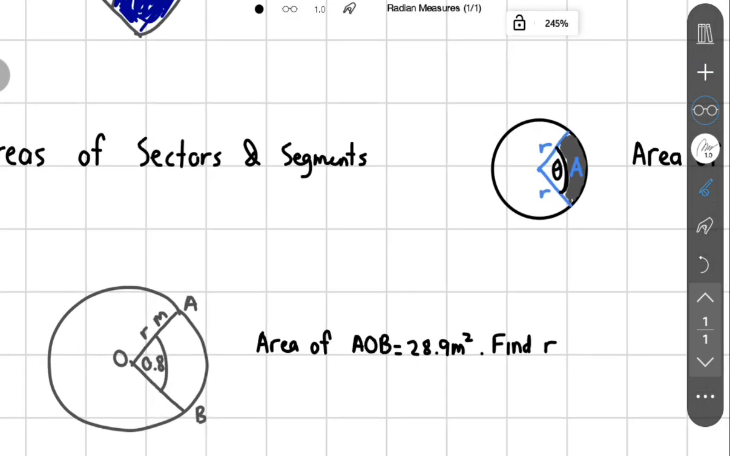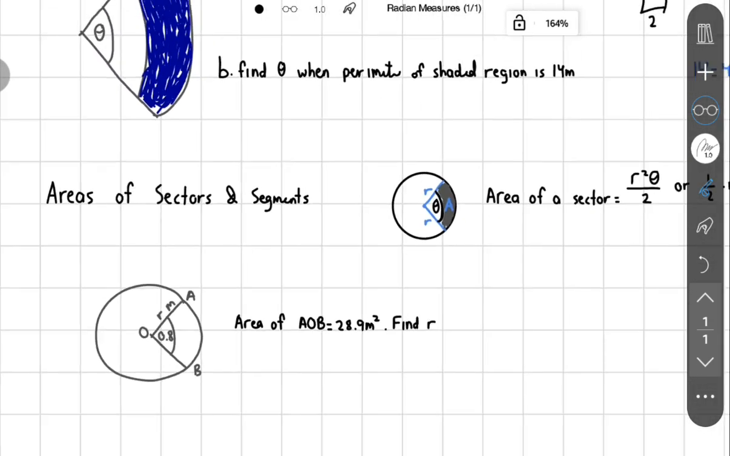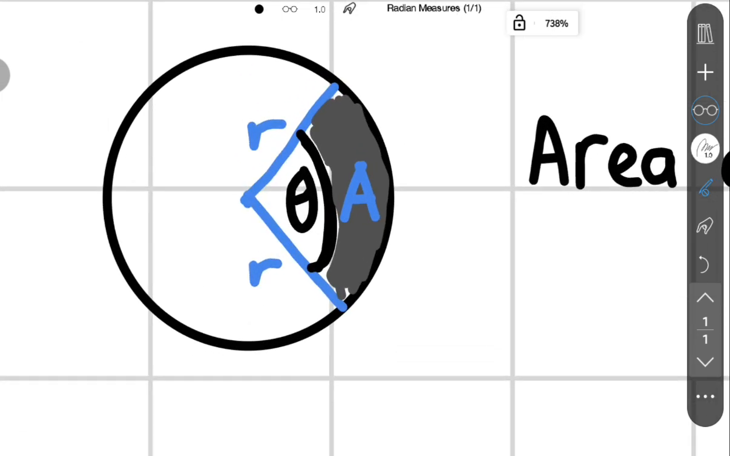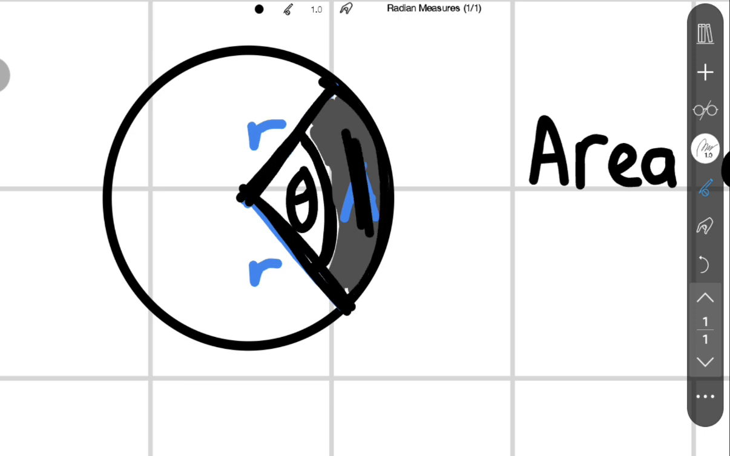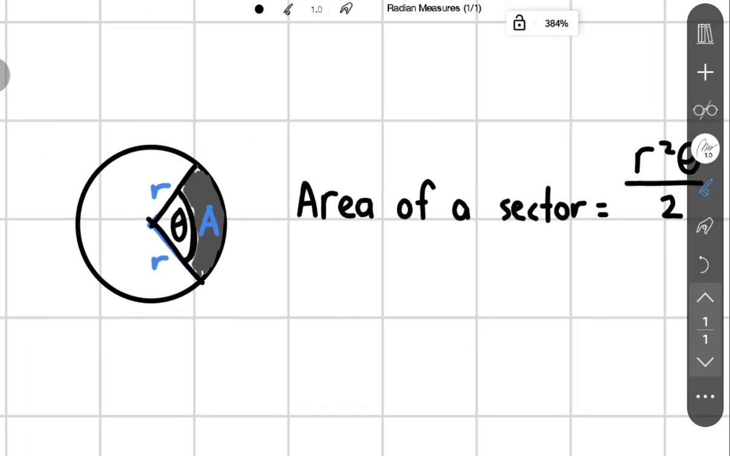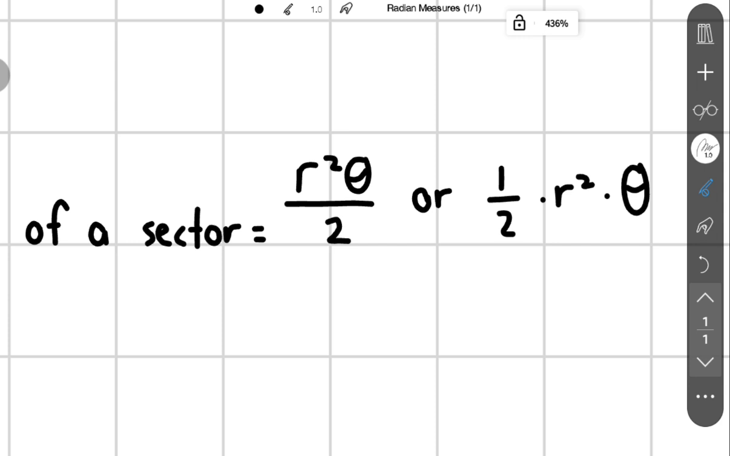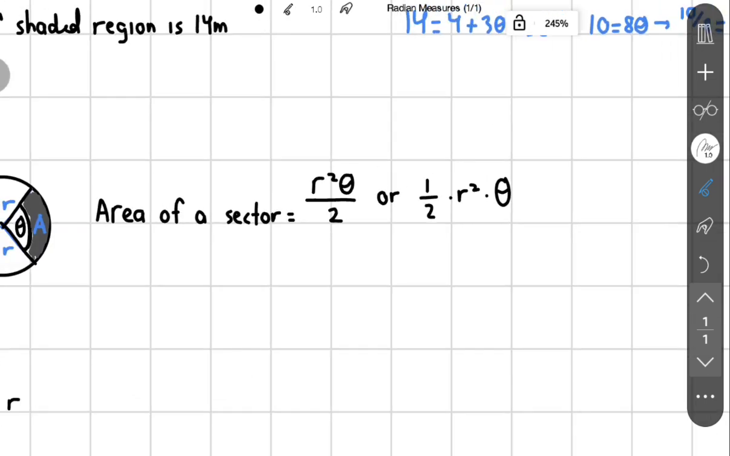Okay, the next concept we have is area of sectors and segments. What we start off with is the sector. Basically, a sector is what we were talking about this whole time. It's just a part of a circle that's cut out by two points on the circumference drawn to the center, and the part that you're left with, which is all of this, is the sector. The area is calculated by this formula: r squared theta over 2, or just half times r squared times theta, with theta being in radians. So yeah, that's the area of a sector.